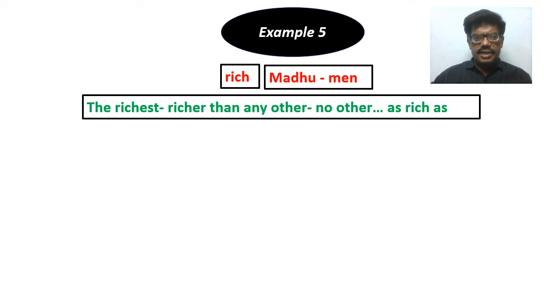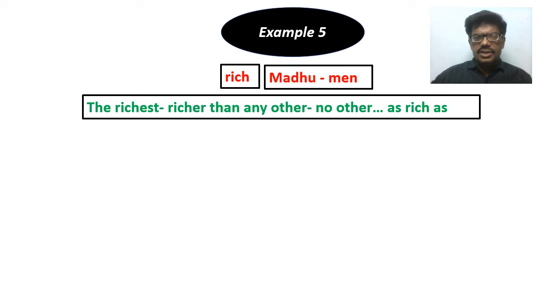Here you can find the example number 5. In this example, the adjective rich is used to compare more than two units, Madhu and other men. The expressions we used are the richest for superlative degree, richer than any other for comparative degree, no other as rich as for positive degree.